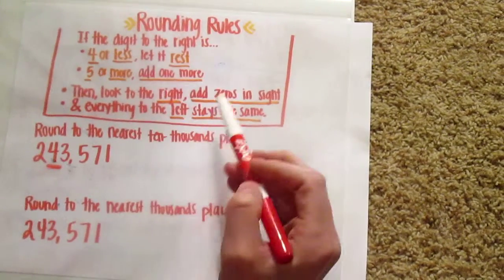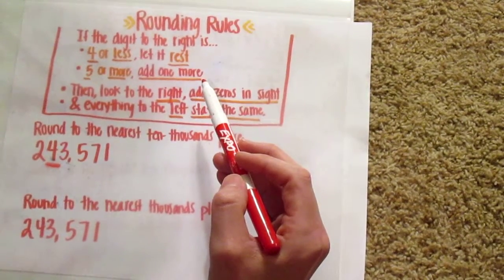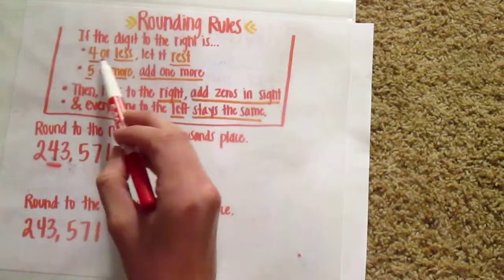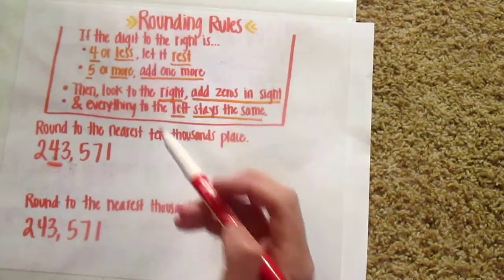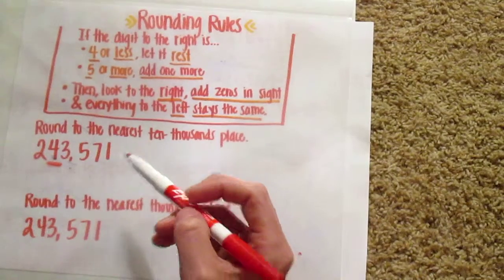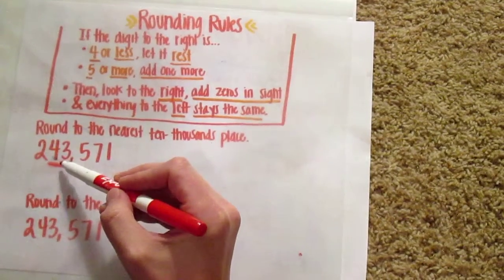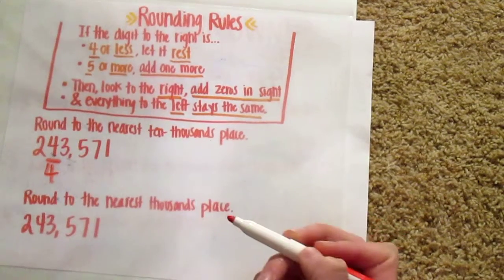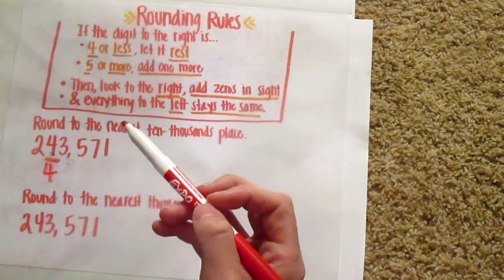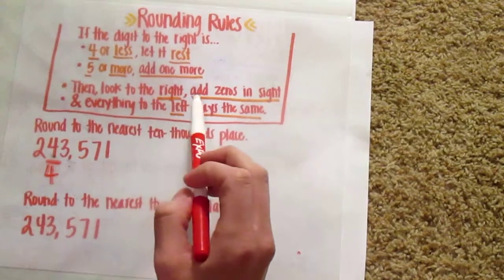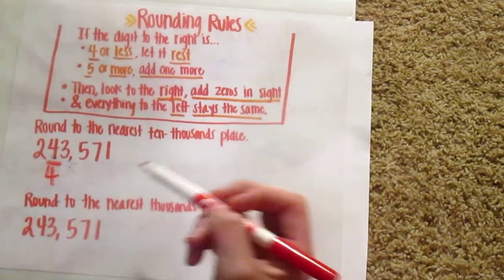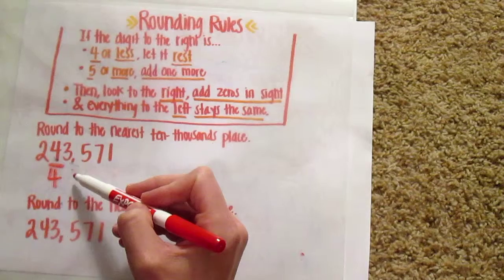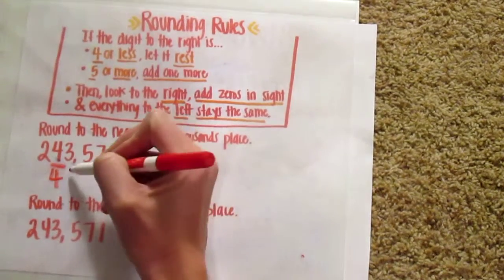What do the rounding rules tell us to do if the number to the right is a 3? 4 or less, let it rest. So we're going to let the underlined number in the 10,000th place rest and remain a 4. What do the rules tell us to do next? It says, then look to the right, add zeros in sight. So every number to the right of the 10,000th place is going to become a 0.